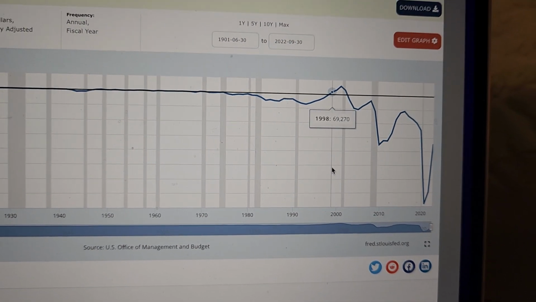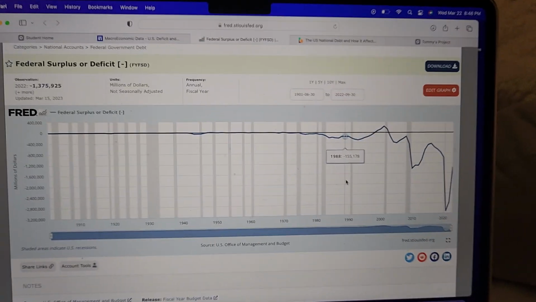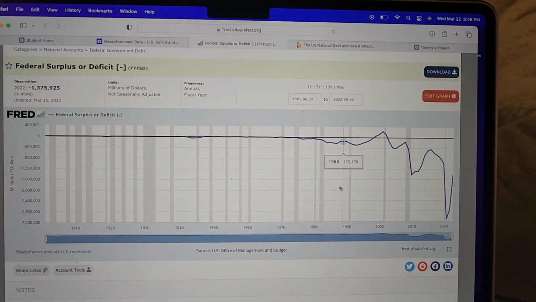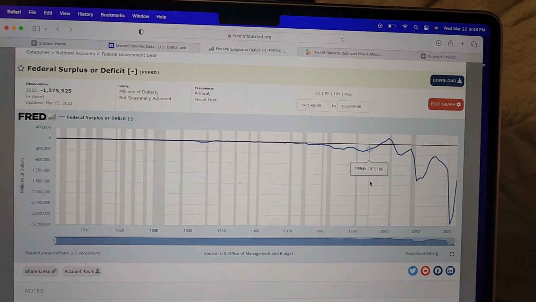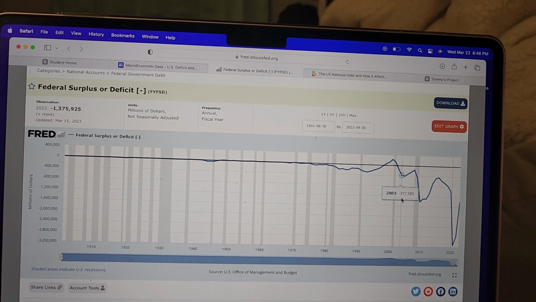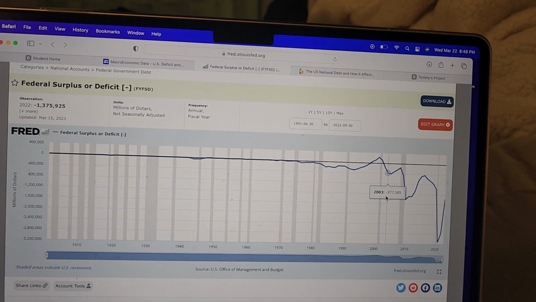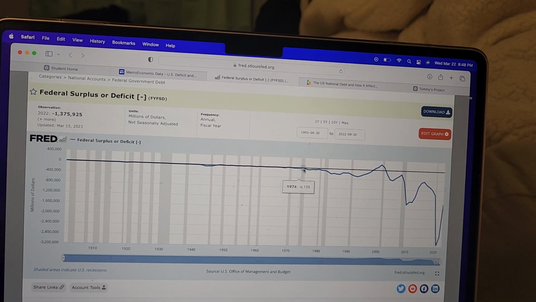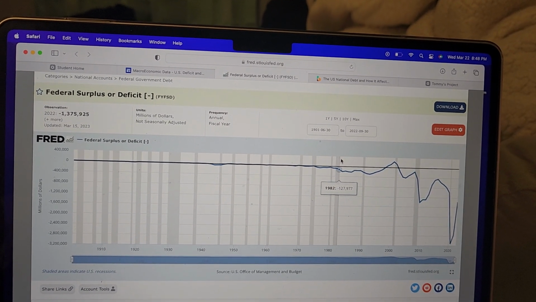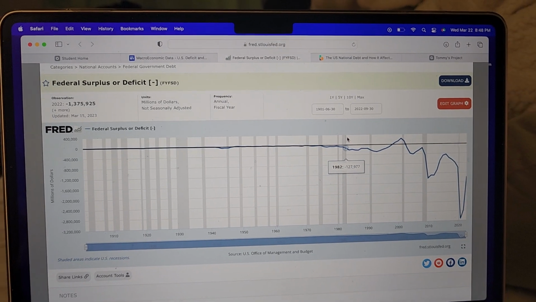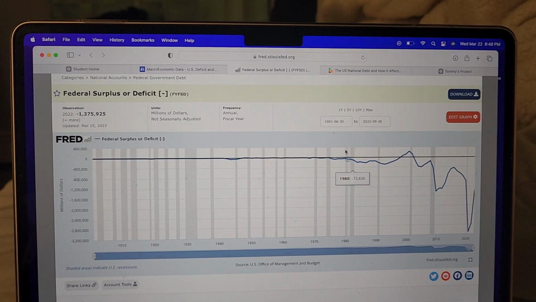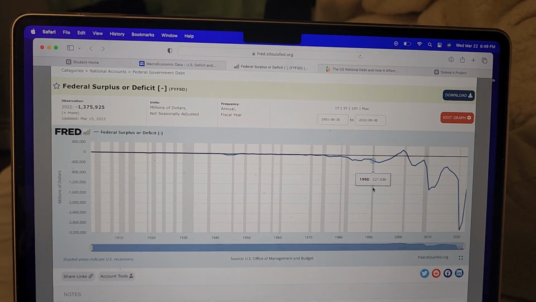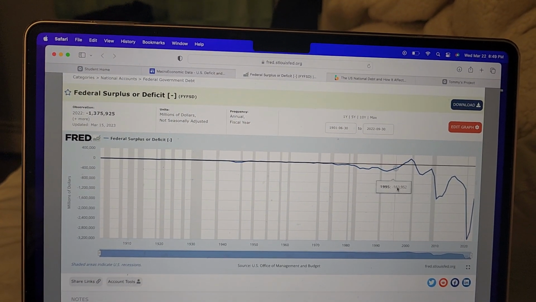But again, these numbers are not adjusted for inflation. They only represent deficit spending in any given year. So these points represent the changes from any given year of government spending, and the black line represents zero, where anything above represents government revenue greater than government spending, a surplus, and anything below represents a deficit, which means government spending is greater than its revenue.